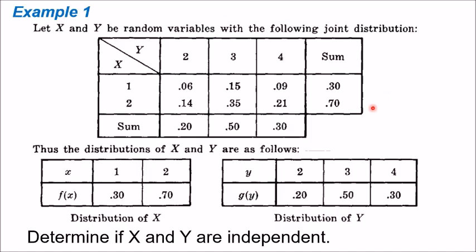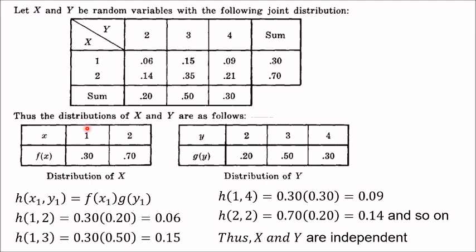To make that clear, we have here an example. Let x and y be random variables with the following joint distribution. We have here the joint distribution of the two variables, and we have here the distribution of x and the distribution of y. Now the question is, determine if x and y are independent. So based on the previous definition, we have just to check if the joint distribution here, example, itong 0.06 is the product of the probability of x equals 1 here in the distribution of x and y equals 2 here in the distribution of y.